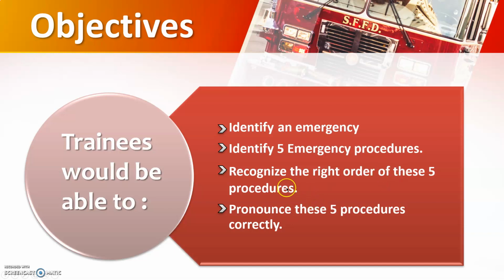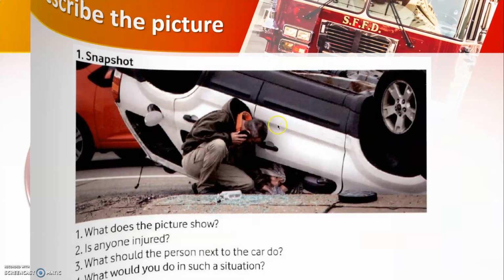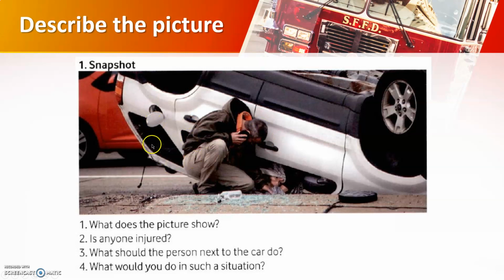You also have to recognize the right order of these 5 procedures. In other words, how to report an emergency in a specific order, and also how to pronounce these 5 procedures correctly. The first exercise, in this image we see a car that has been turned upside down.